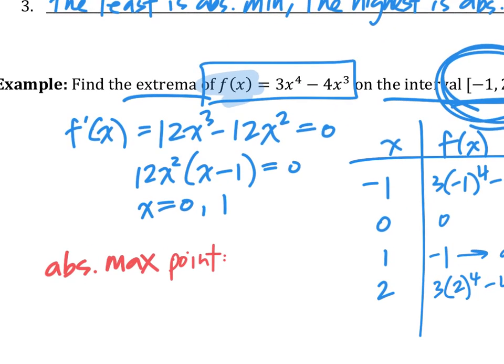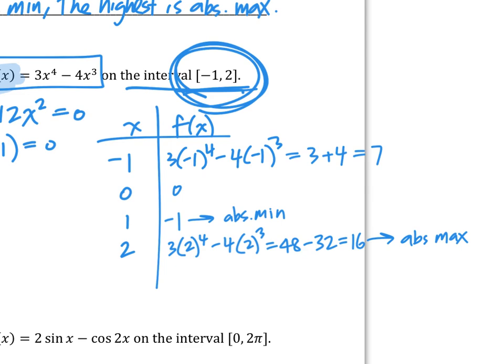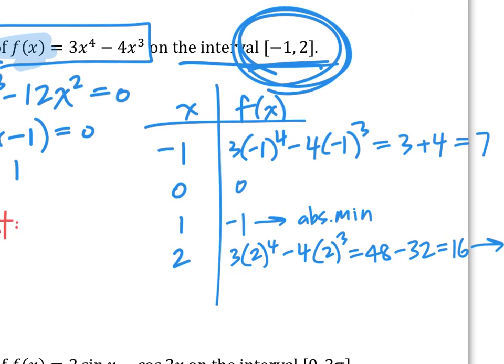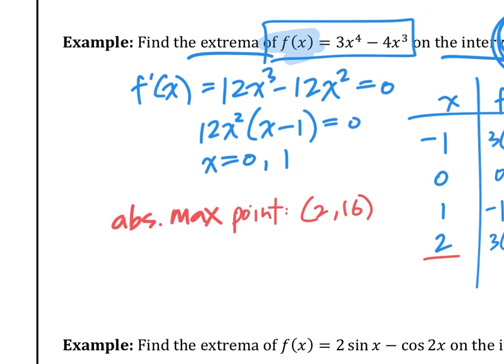What's a point? A point is (x, y). So in this case, the absolute maximum point would be at (2, 16). Another way they can ask is for the absolute maximum value. What does the word value mean? Value means y value. So what is the highest y value is what they're saying. Then you would say y equals 16.